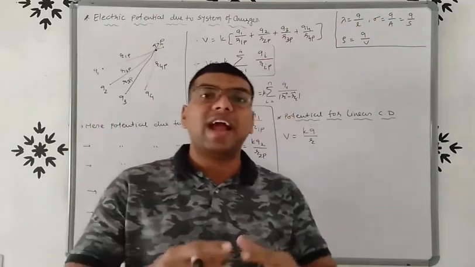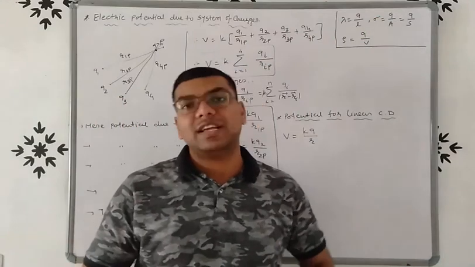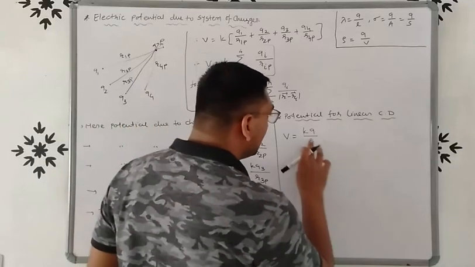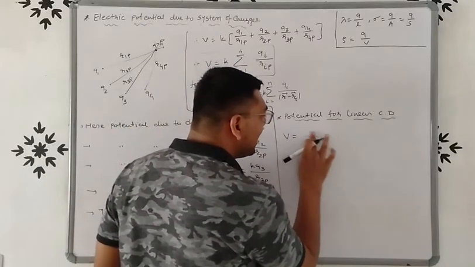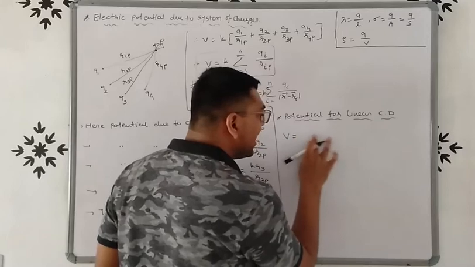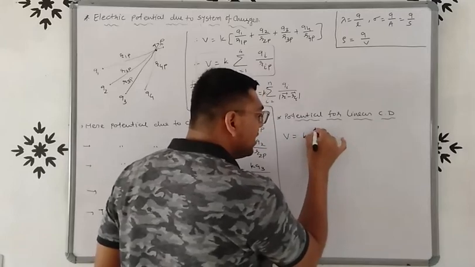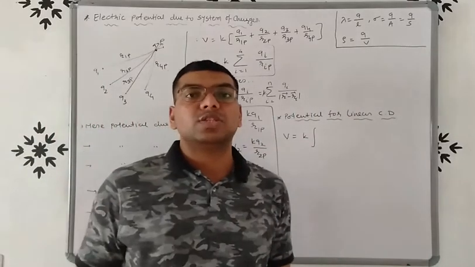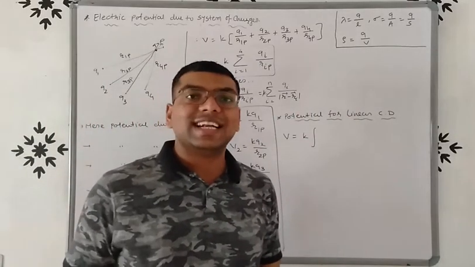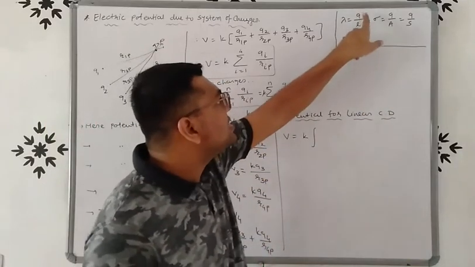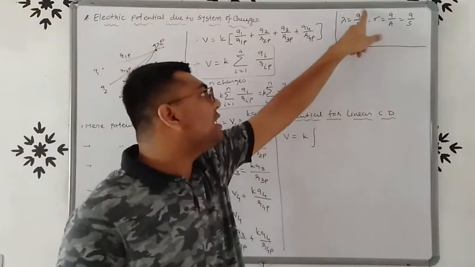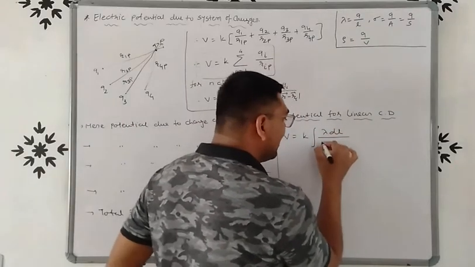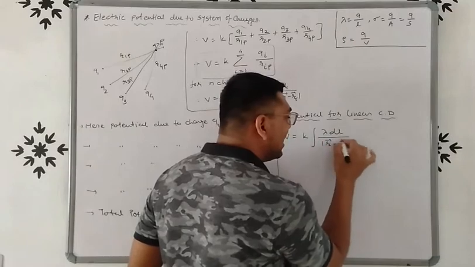But we know that to find out the total potential, you have to take the integration. So the formula will be like this. Instead of kq by r, k as it is, we have to take the integration of the small element of charge, that is dq. So lambda is equal to dq by dl. So the value of dq is lambda into dl upon r minus r'.